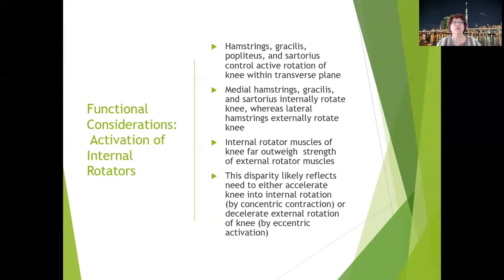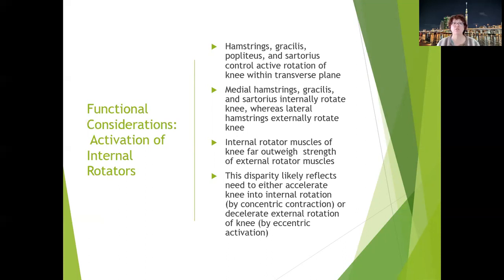So the hamstrings, the gracilis, the popliteus, and the sartorius control active rotation of the knee within the transverse plane. And by active, we don't necessarily mean voluntarily, we just mean they're activated by muscles. The medial hamstrings, the gracilis, and the sartorius internally rotate the knee, whereas the lateral hamstrings externally rotate the knee. And we're talking about the tibia internally rotating on the femur, or the tibia externally rotating on the femur.